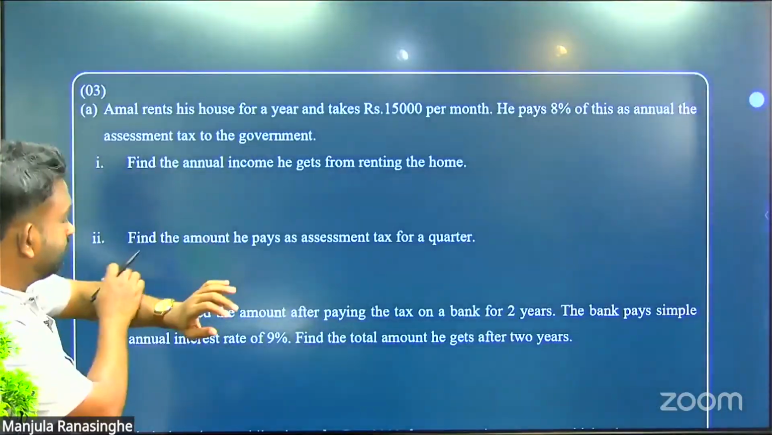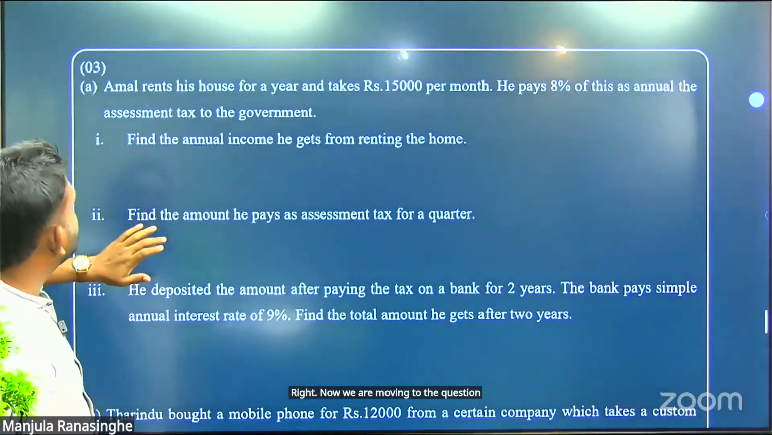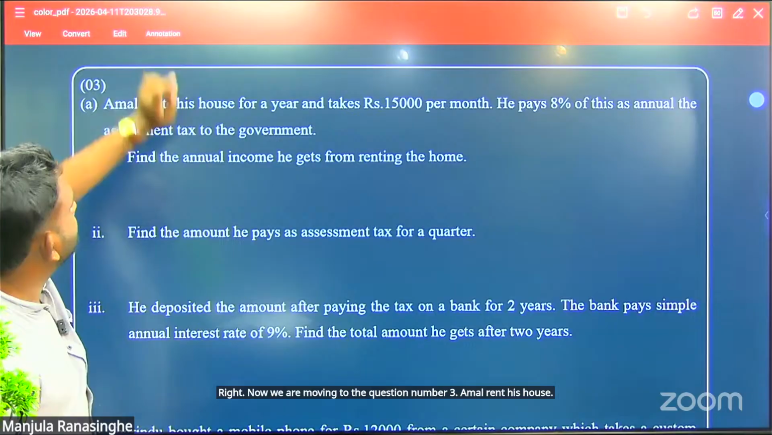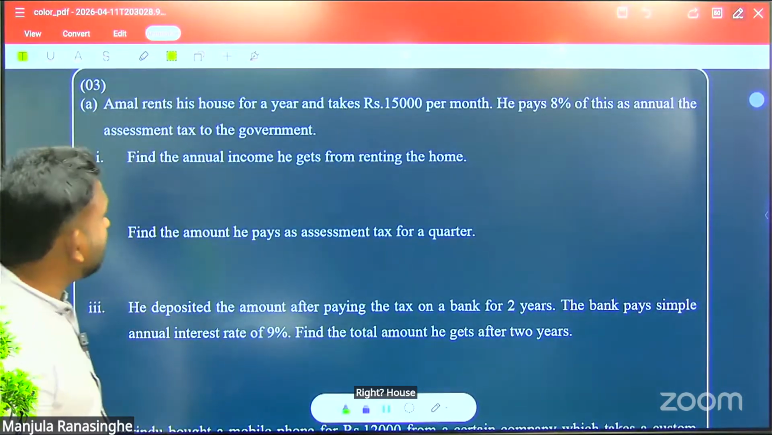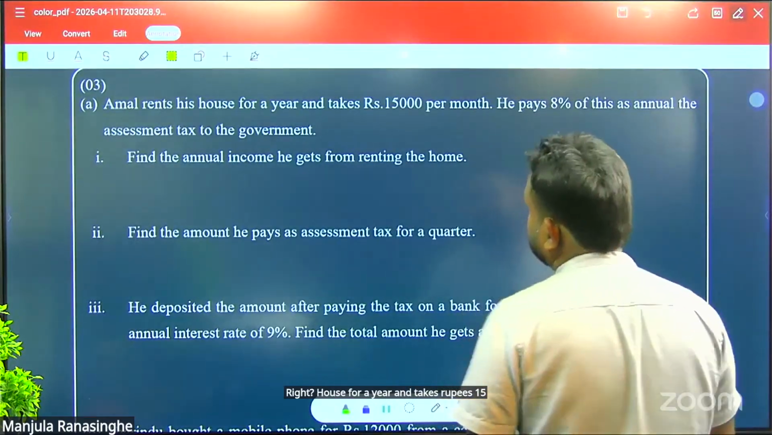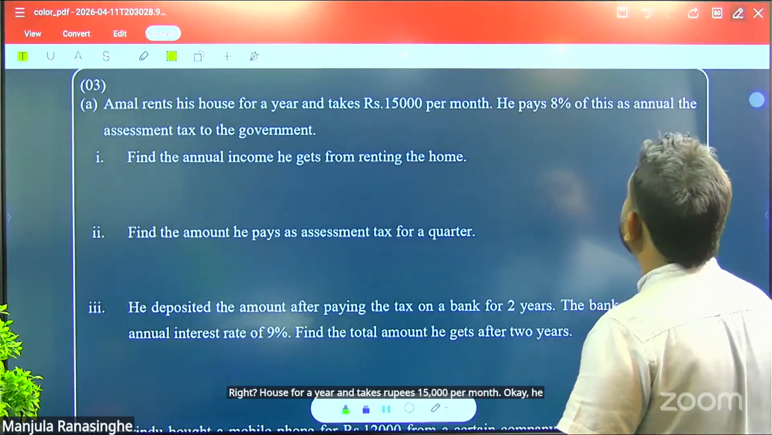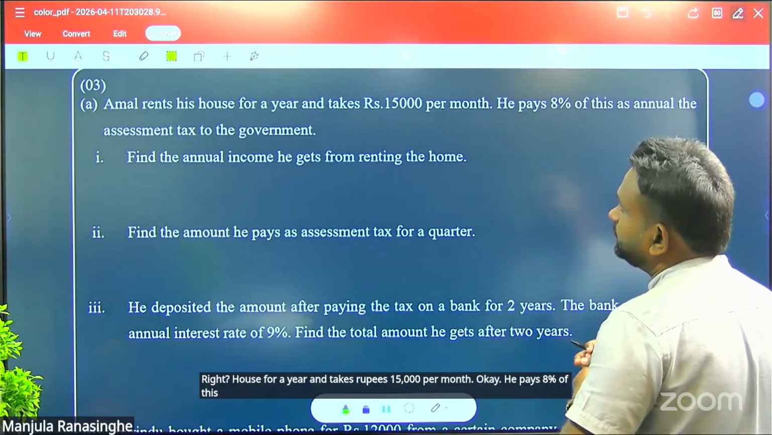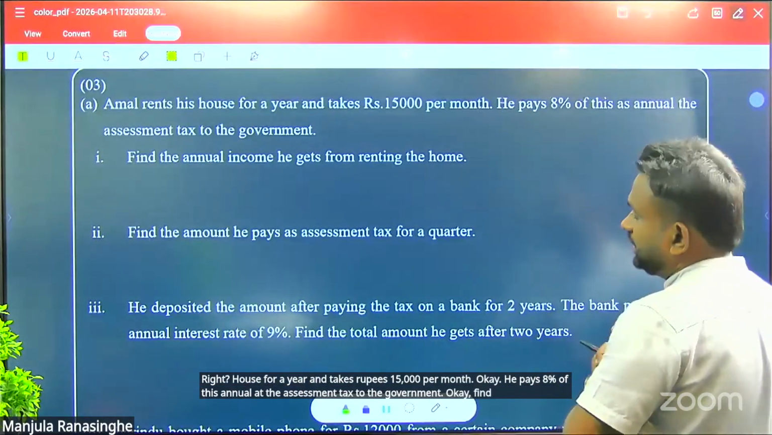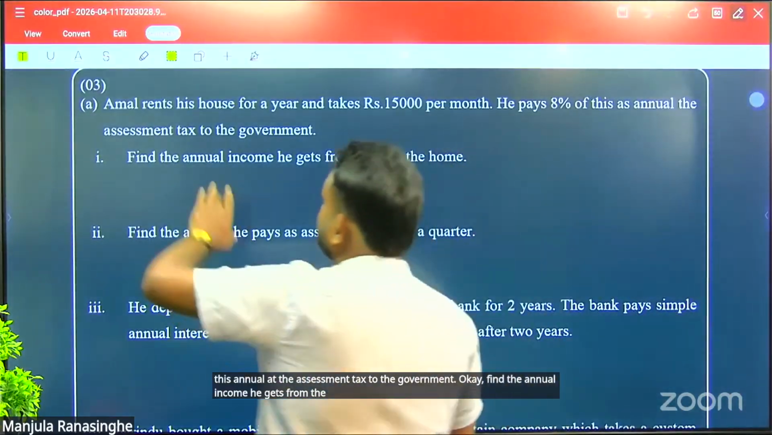Right. Now we are moving to question number 3. Amal rents his house for a year and takes rupees 15,000 per month. He pays 8% of this annual income as assessment tax to the government. Find the annual income he gets from the rent of the house.